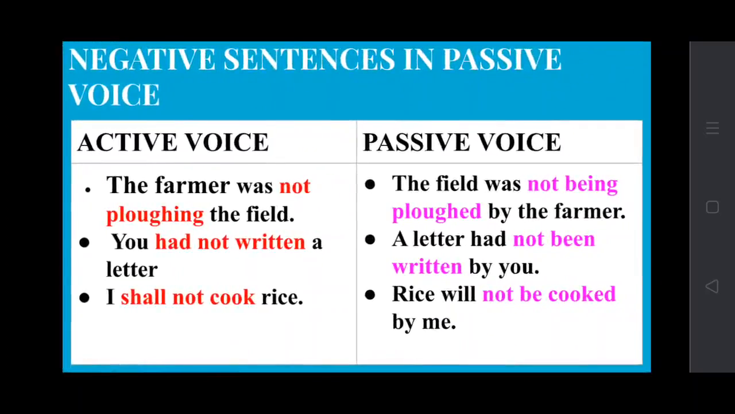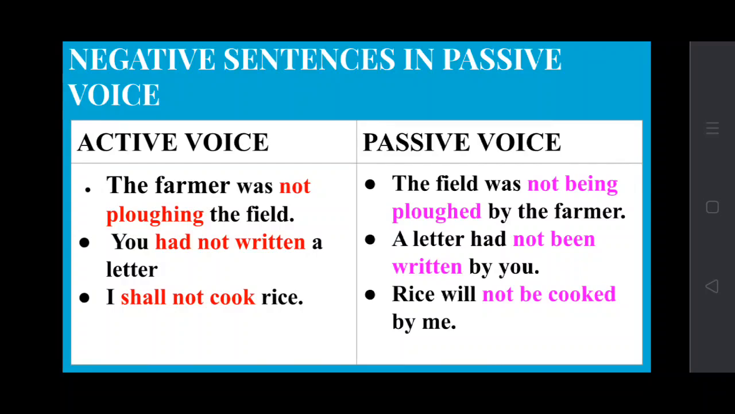Now let's see negative sentences. The farmer was not plowing the field. So it will be changed as the field was not being plowed by the farmer. So not will be used in the negative sentence, and then being, because it is continuous tense, and then the third form.